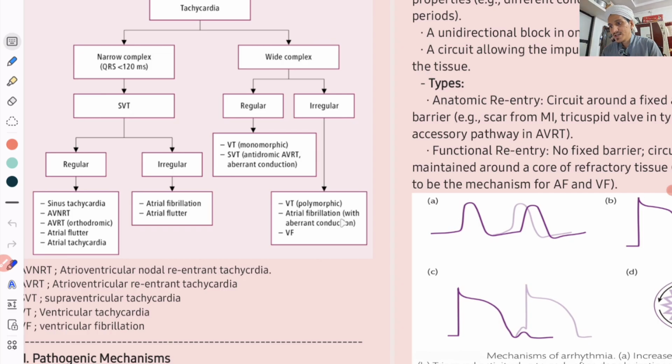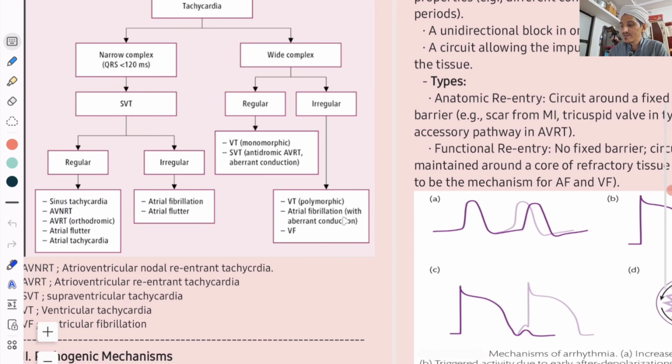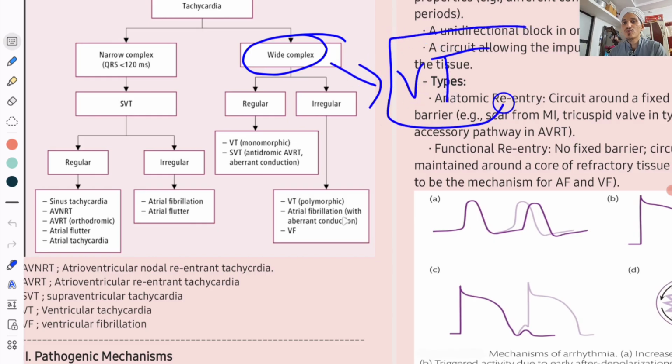Now, when it is wide complex, one golden point you remember: whenever there is wide complex tachycardia, just think of it as ventricular tachycardia unless proved otherwise. You think of it as ventricular tachycardia and treat it as ventricular tachycardia. That is very important. So now we will break this down. If it is regular, either it is ventricular tachycardia or it is supraventricular tachycardia, SVT with aberrancy.